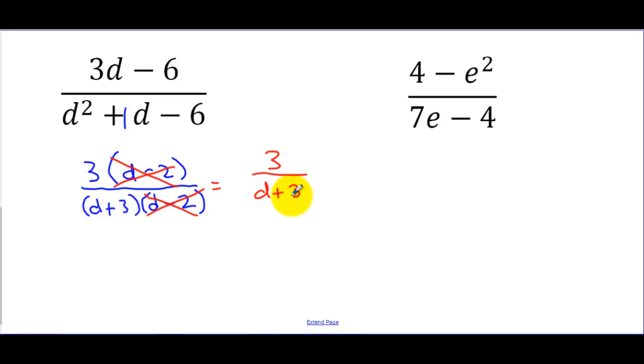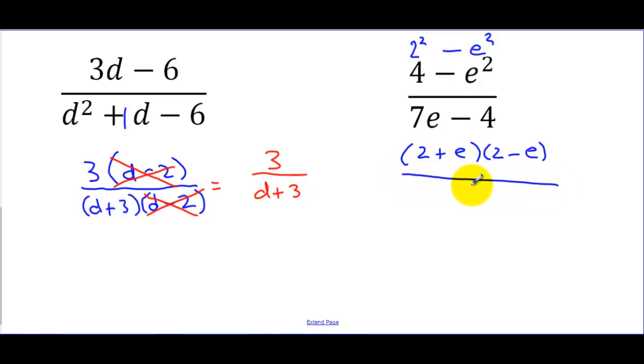Okay? So I got one more. Factoring the top of this one is a little bit strange. This is a difference of 2 perfect squares. Remember, I can write 4 as 2 squared. Right? So because this is a difference of 2 perfect squares, I can write that as 2 plus e and 2 minus e. Okay? And when I look at the bottom, I see 7e minus 4. Well, that doesn't really factor with anything. Right? So what I'm seeing here is an example where I factored the numerator successfully, 2 plus e, 2 minus e. On the bottom I have 7e minus 4. That's as factored as that gets.